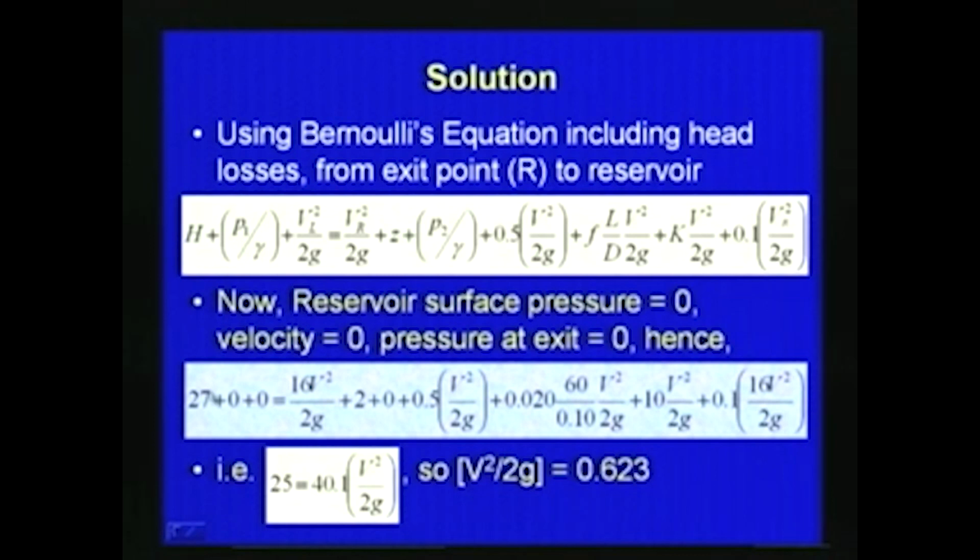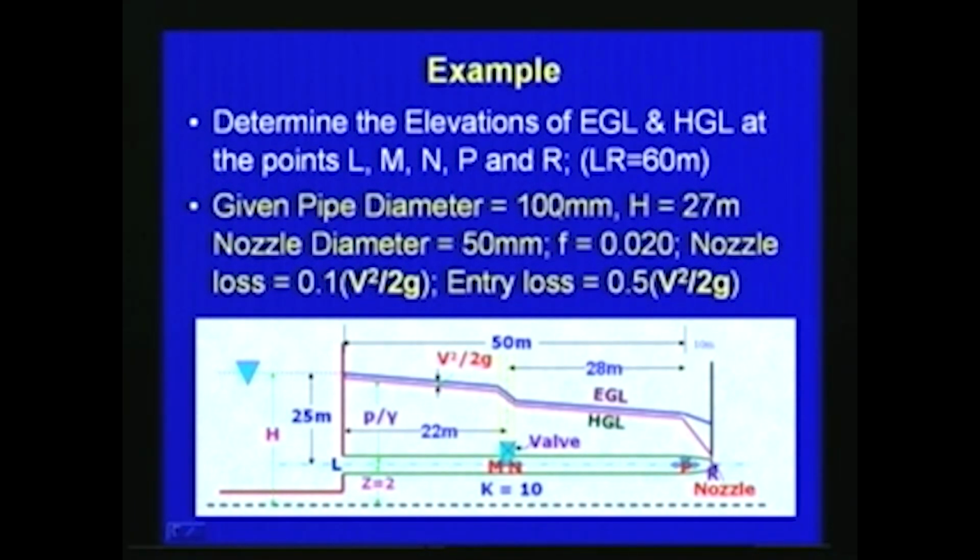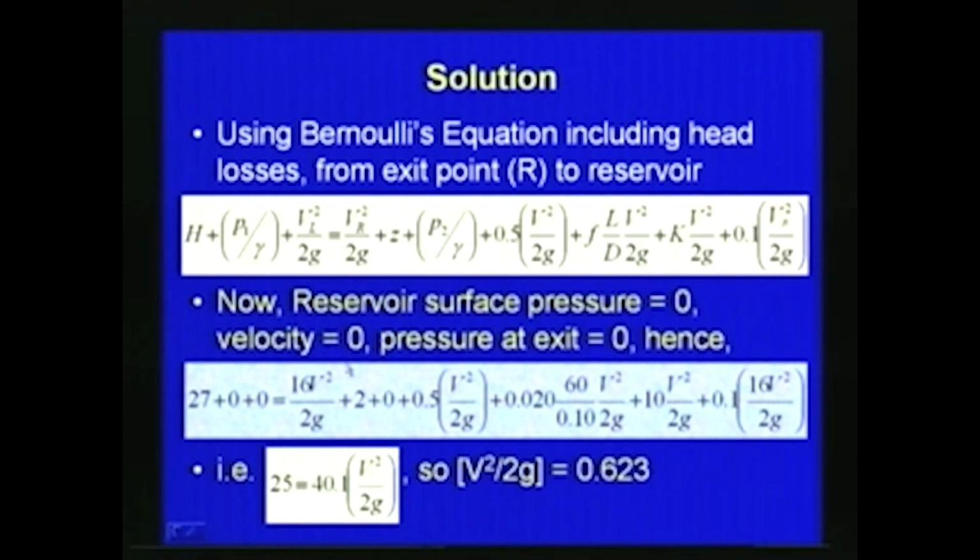So, on the left hand side of this equation it will be only H, which is equal to 27 meter, and on the right hand side, we write everything in terms of V, the velocity in the pipe. Since the pipe diameter is 100 mm and the nozzle is 50 mm, the nozzle diameter is half of the pipe diameter. If you use the continuity equation A1 V1 is equal to A2 V2, from that we can write VR square by 2G as 16 V square by 2G.